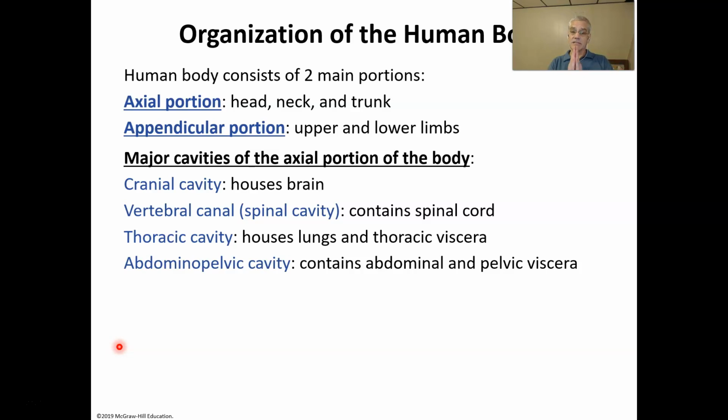And in lab, you're really going to define that, especially when you get to the study of the skeleton. You're really going to talk very specifically about the axial portion and the appendicular portion of the skeletons and what bones are involved in those portions.